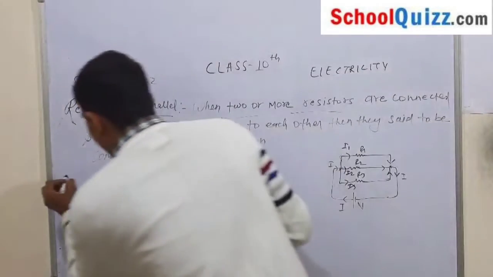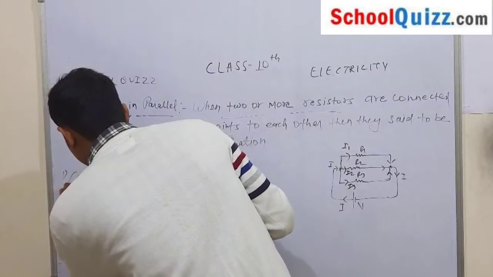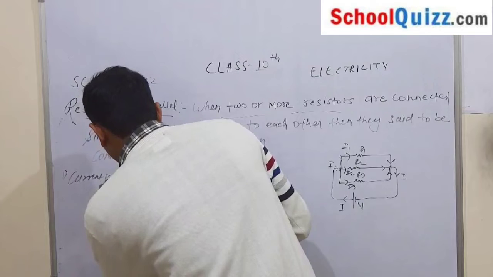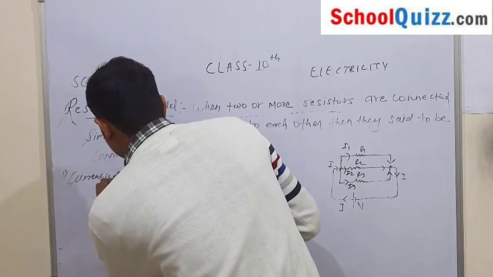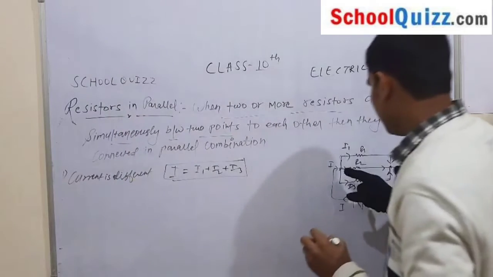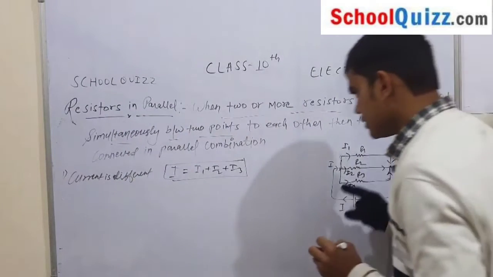So this is your point number 1: the value of current is different in all your resistances.